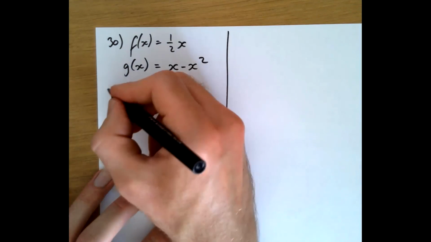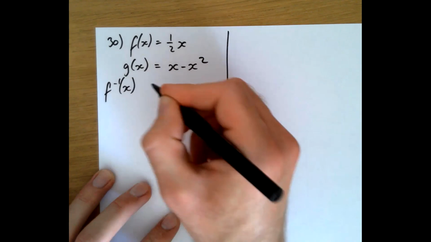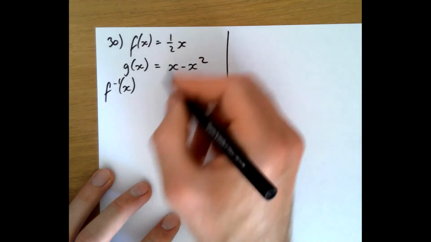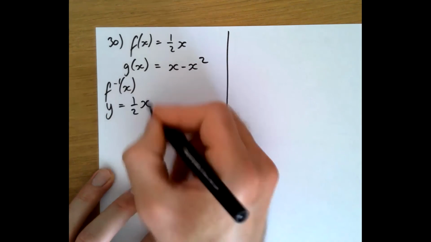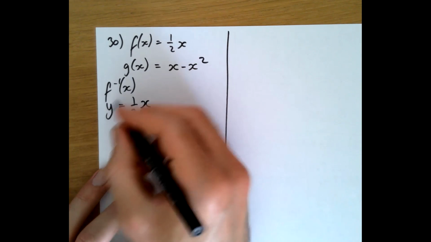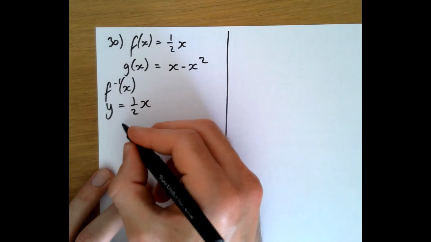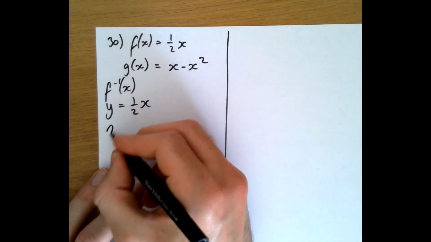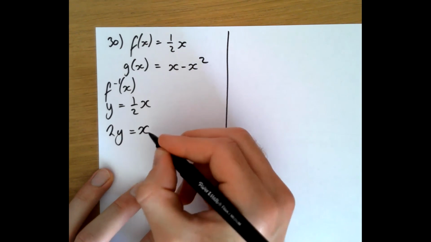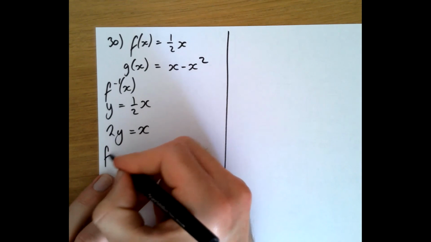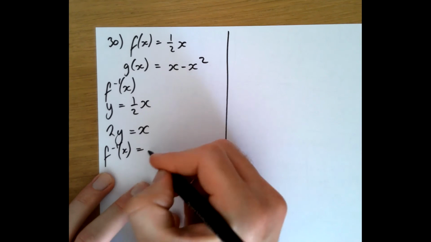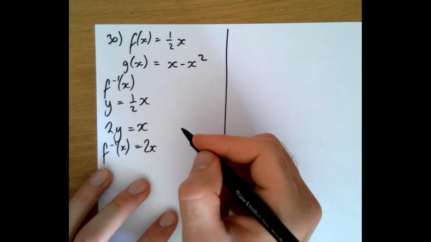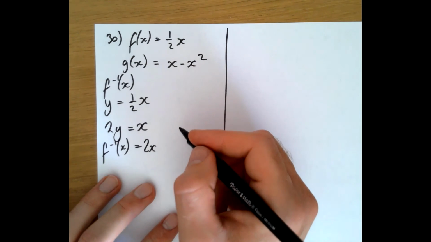f inverse of x. So we want to work out the inverse function. So what you do is you say y equals half x, and then to work out the inverse function, you make x the subject. So it will be 2y equals x. So then you say, but my inverse function is just, you just swap these around, so it'll just be 2x.